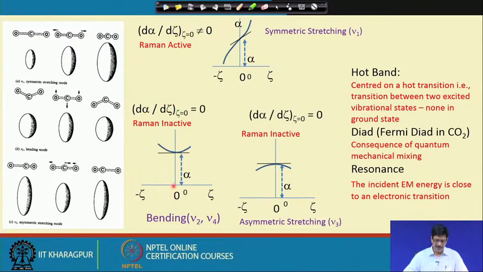As against that, in all the other cases, of an asymmetric stretching or bending, the derivative at displacement 0 will have a value of 0, as shown on these 2 diagrams, and these modes will correspond to Raman inactive modes, in which we will not be getting any peak.